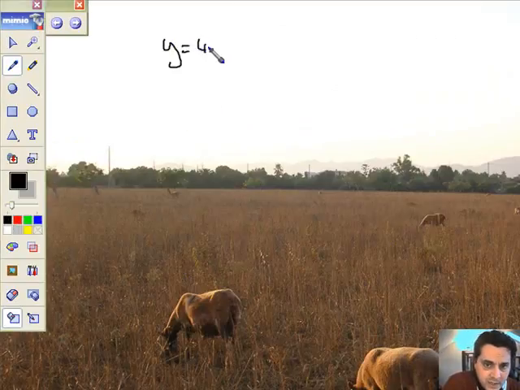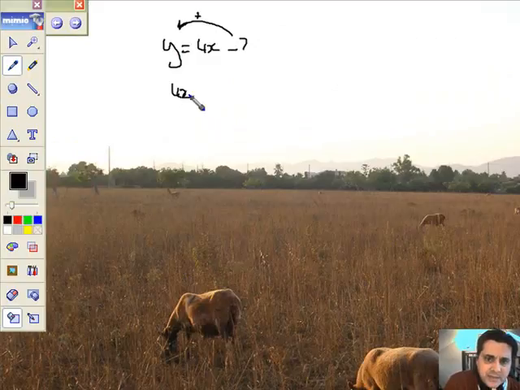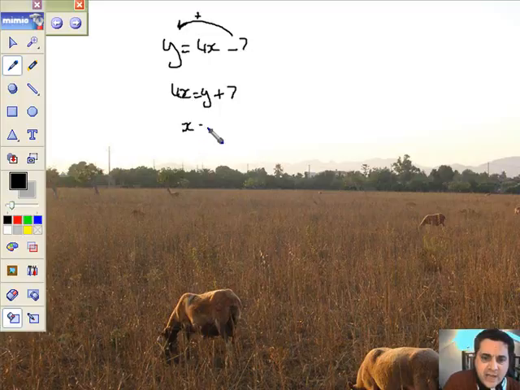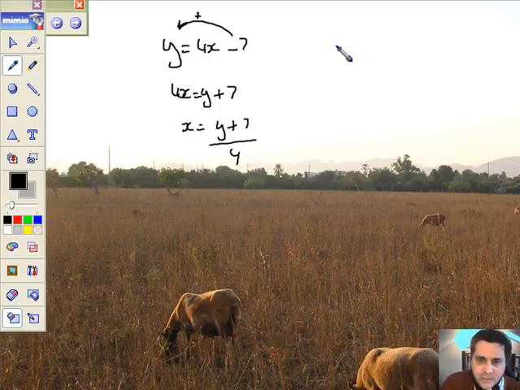Right, I've got y equals 4x minus 7. To get 4x on its own, the minus 7 comes next door, gets added. So that's going to be y plus 7. And to get x all on its own, just divide by 4. And that's it. That's all there is to it. Rearrange the formula. Here's another one.